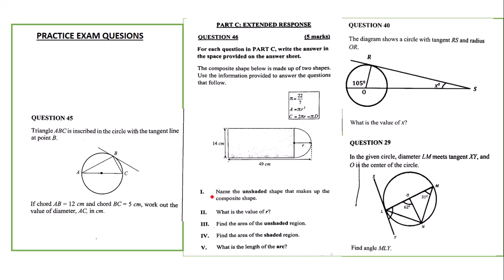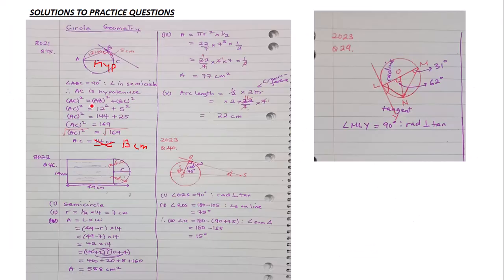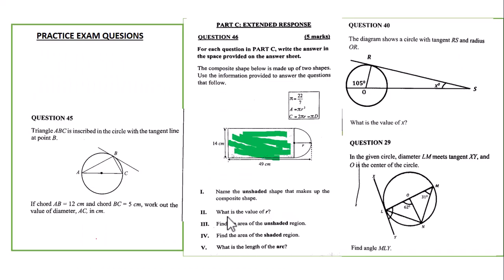Okay, part 1. Name the unshaded shape. Okay, this is the shaded part, and this is the unshaded part. So they are saying name the unshaded shape that makes up the composite shape, and it's a semicircle. Okay, semicircle. Part 2. What is the value of r? Okay, the same shape is shown over here.